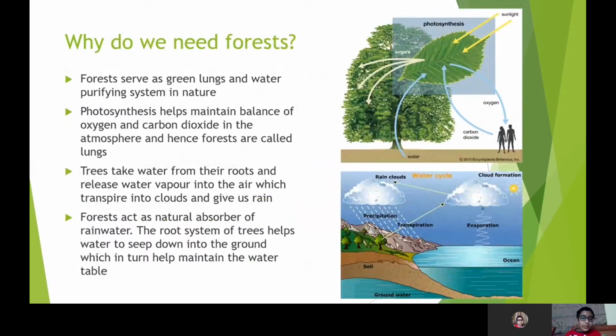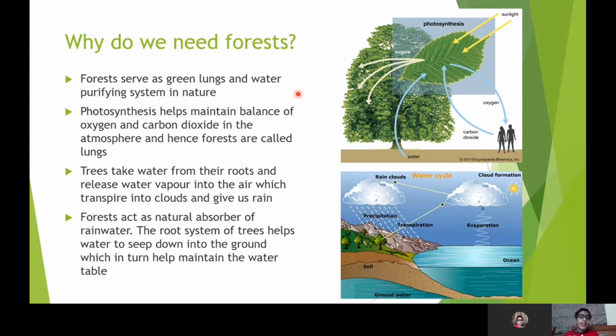Why do we need forests? Forests serve as green lungs and a water purifying system in nature. As you can see in this picture, the roots absorb water into the stem. The leaf takes in carbon dioxide and sunlight and gives out oxygen. The oxygen is used by humans, who give out water vapor.